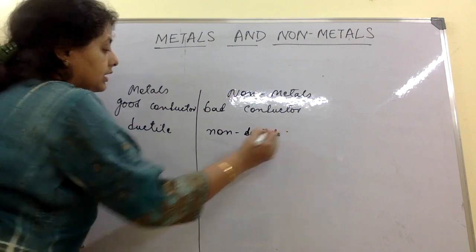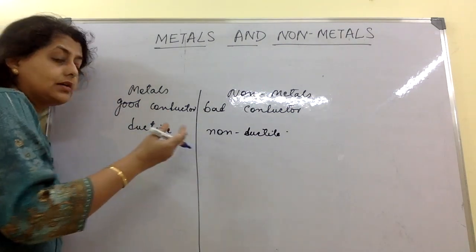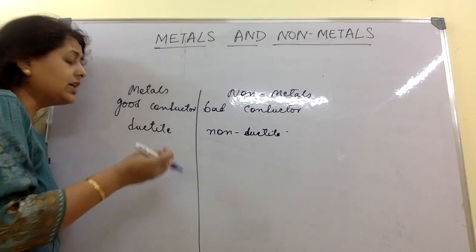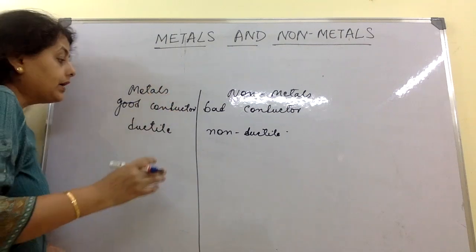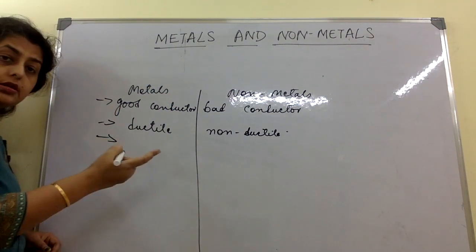Non-ductile. They cannot be made into wires. If you are trying to make wires out of sulfur, it's going to become a powder. Now, 1 point, 2 point, let's talk about the third point.